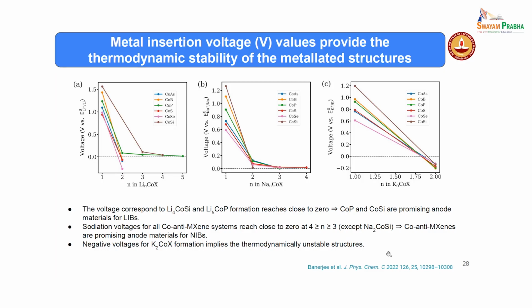These are reaching close to 0, so that's the reason we are stopping. But you can see that you can absorb up to 4 layers or 5 layers on silicon and phosphorus. So for the lithium cases, these two anode materials can become very good materials. That's what it suggests. Similarly, for sodium, the majority of them are going to 4, so all of them are good. For potassium, only K2CoX is available.